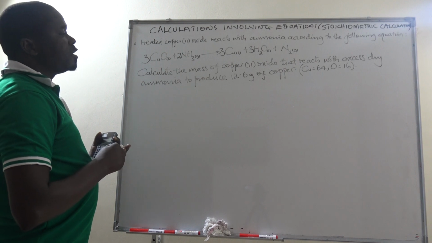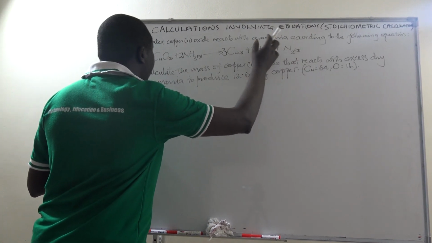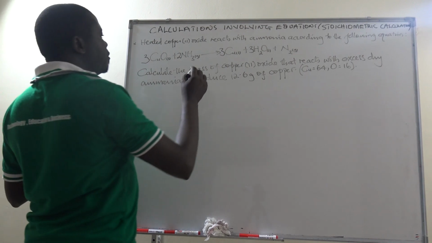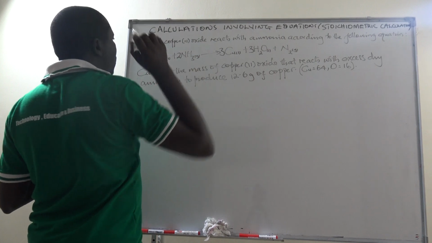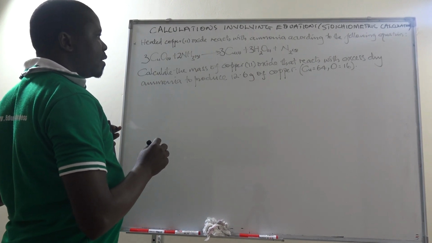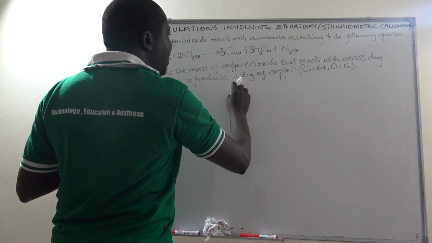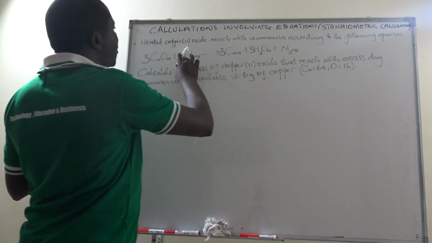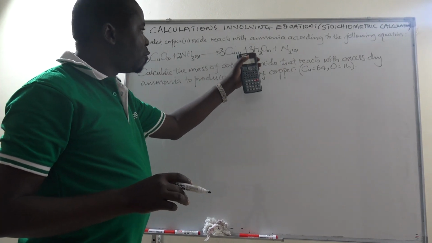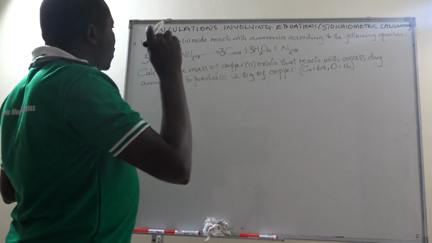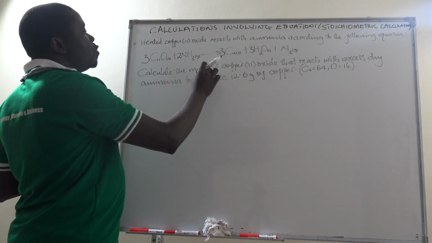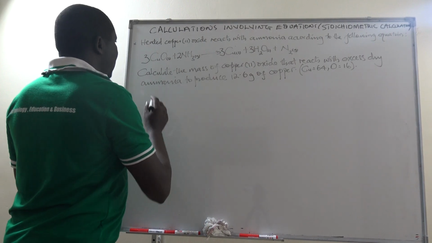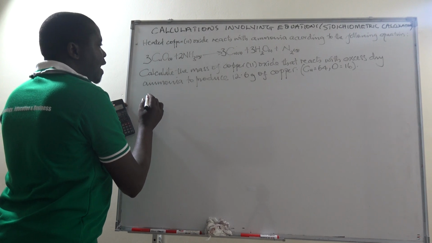Remember, the other time we calculated the mass of the product, but right now we are calculating the mass of the reactant. We are calculating the mass of copper(II) oxide, and we have been given the mass of copper. But ammonia is in excess, so we shall not consider it. Likewise, we shall not consider water or nitrogen. We shall only consider copper(II) oxide, whose mass they want us to get, and copper, whose mass has already been given.